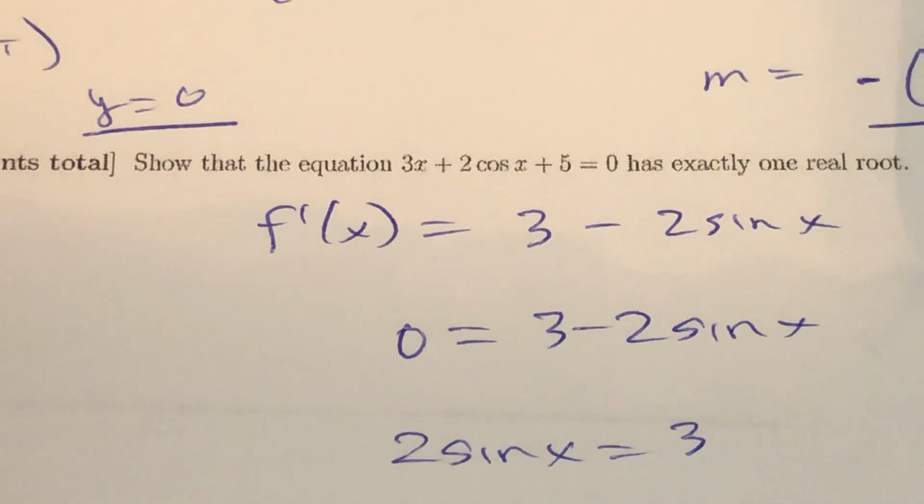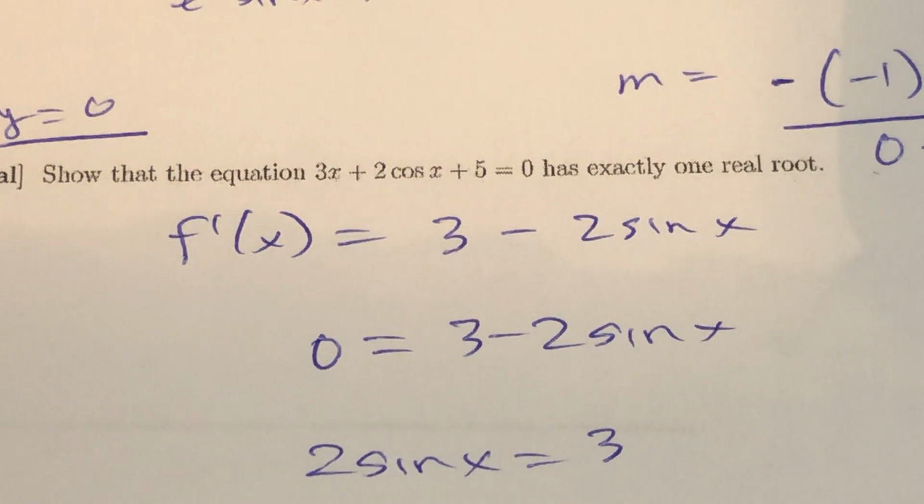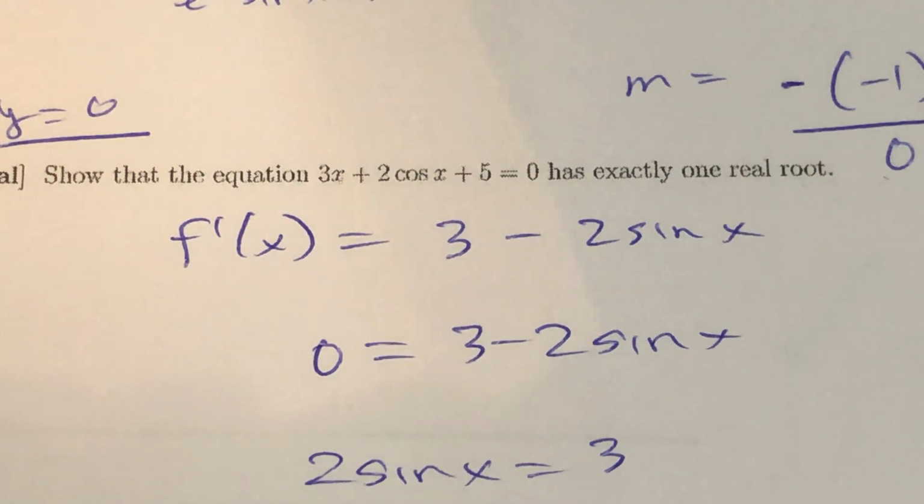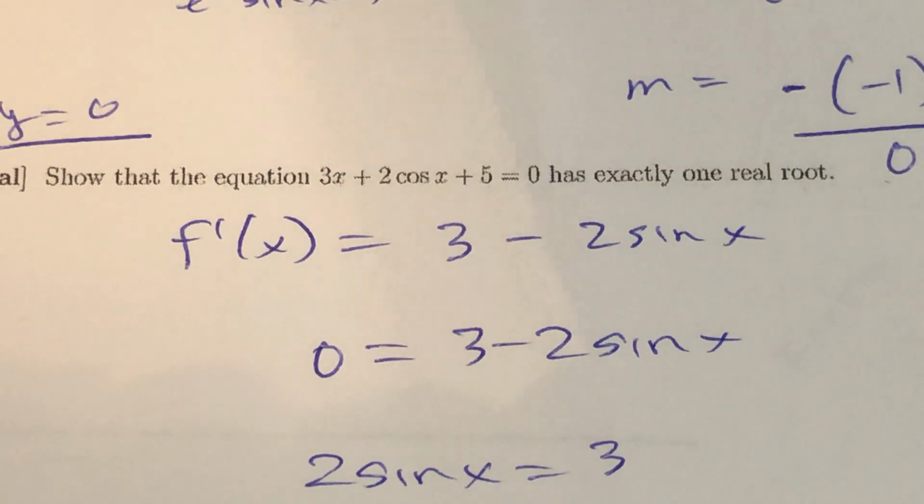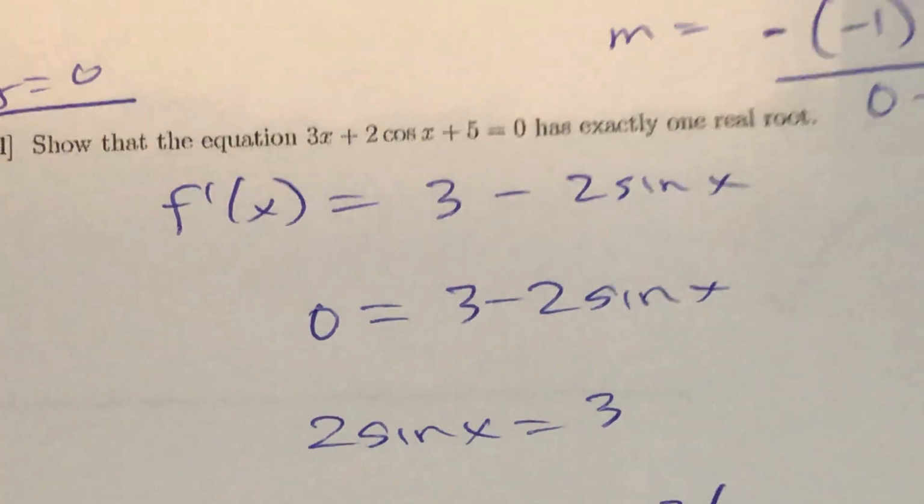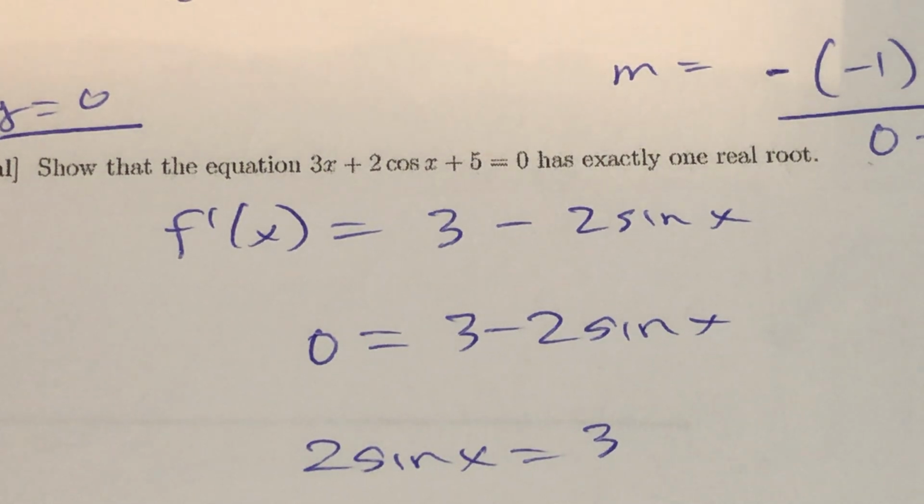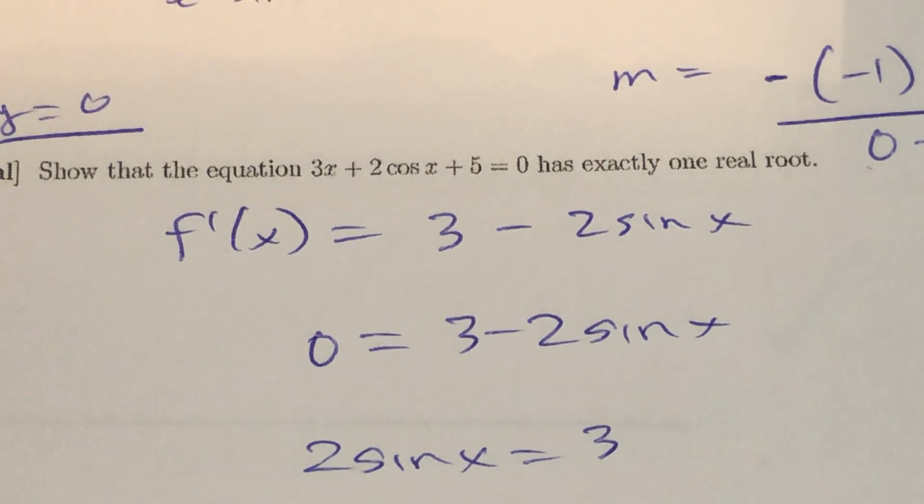Show that the equation 3x plus 2 cosine x plus 5 has exactly 1 real root. We had one of these questions to start our chapter. So take the derivative, folks. Take the derivative: 3 minus 2 sine x. Set the derivative equal to 0.